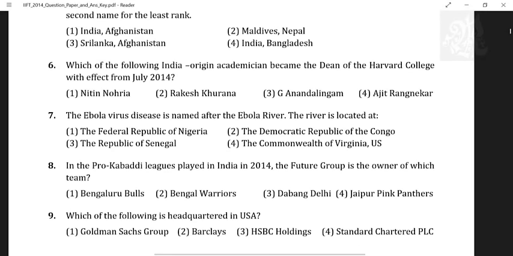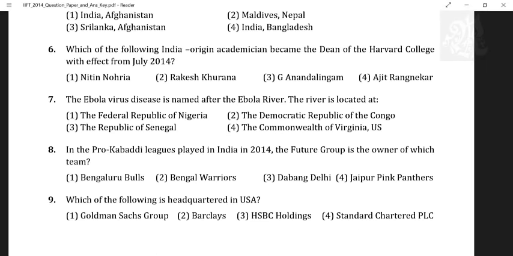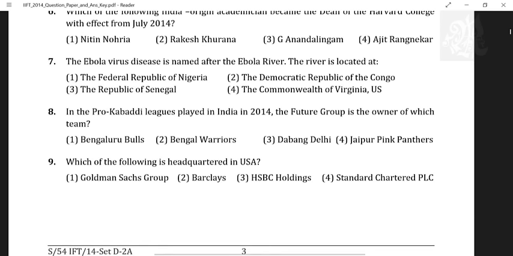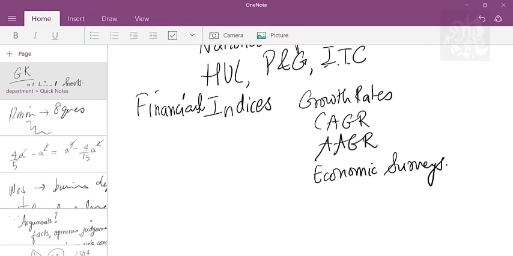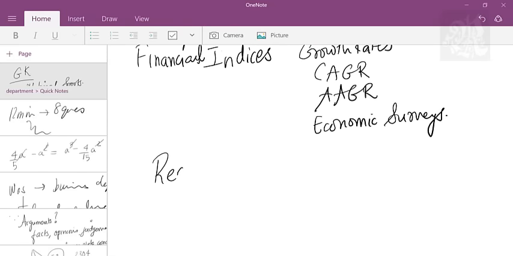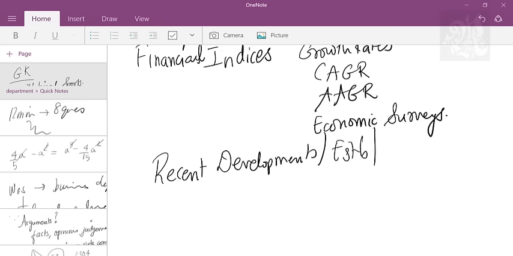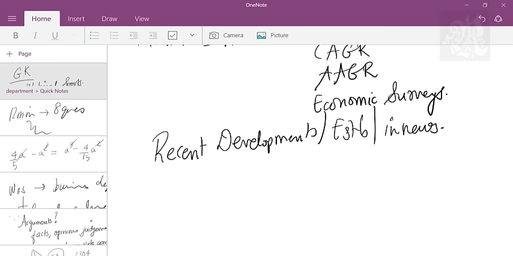Next. Which of the following Indian researchers became Dean of Harvard University with effect from 2014? Whatever, doesn't matter. You know the answer, good enough. The Ebola virus is... So you may go for the most recent developments, be it in diseases, whatever, doesn't matter. The most recent developments, spottings, establishments, and the most recent in news. What is in news this year? Be it diseases, be it whatever. We have given the document to you anyway. You can download the document. You will get all the information.